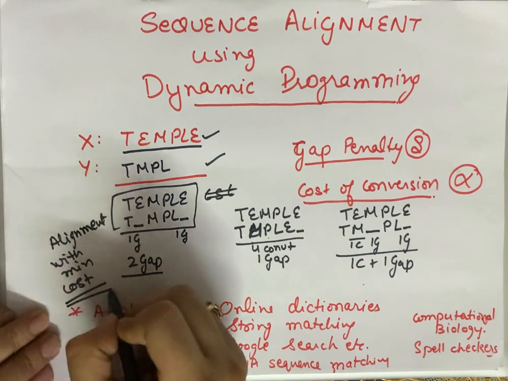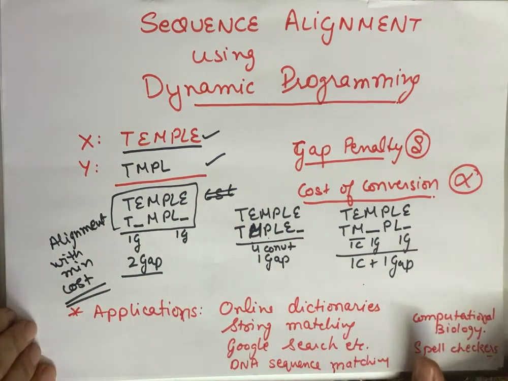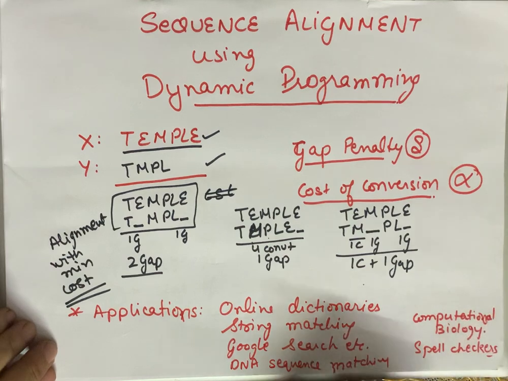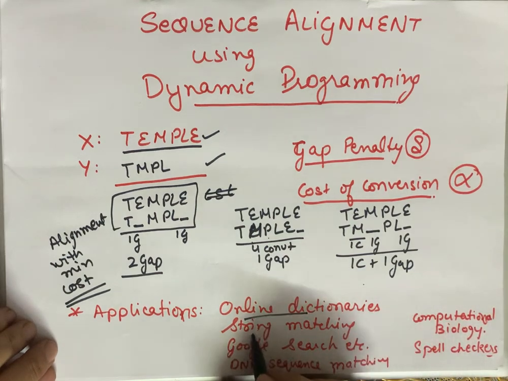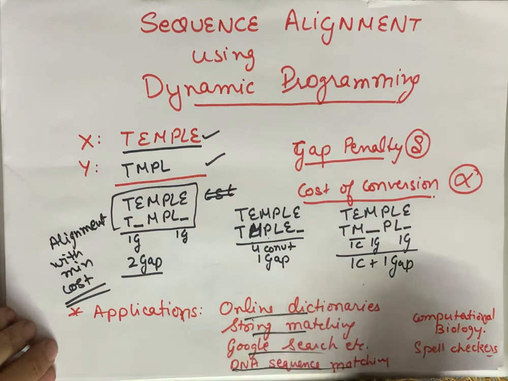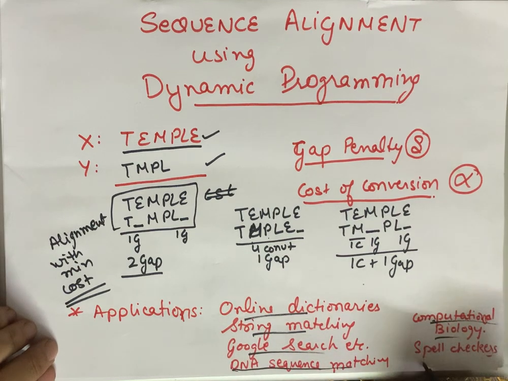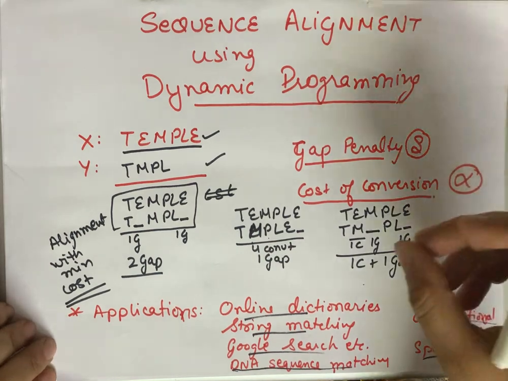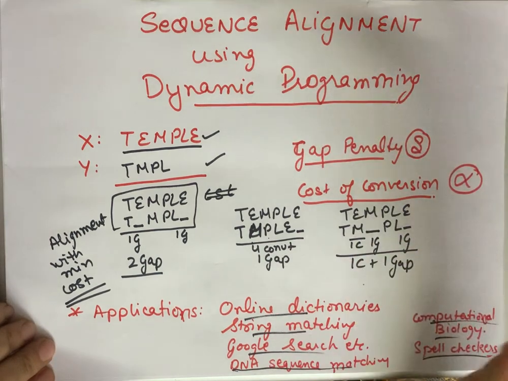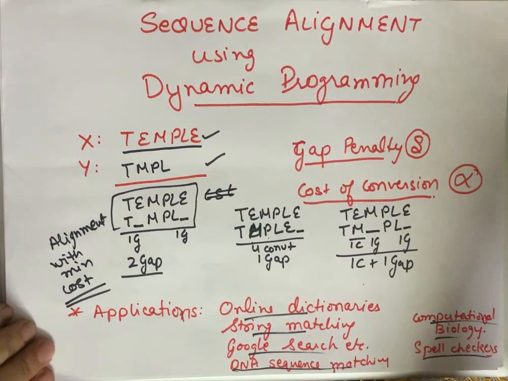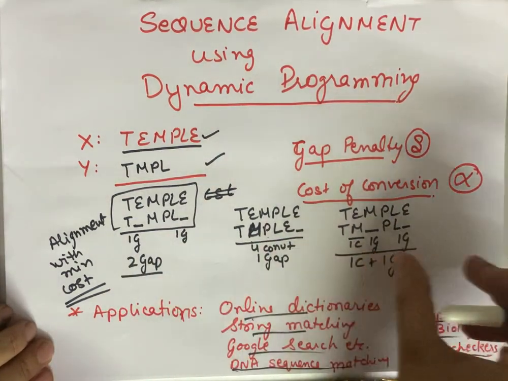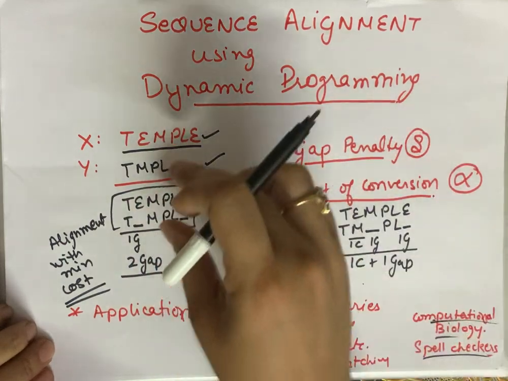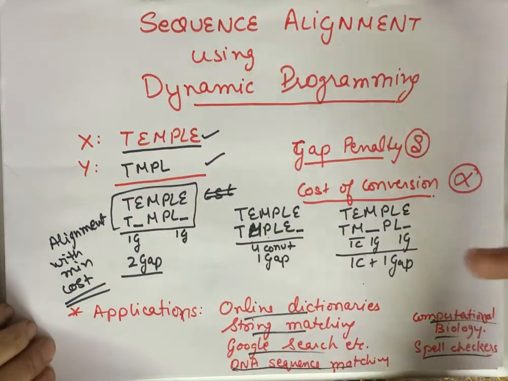Now this is a very interesting problem because it is very practically usable, as is obvious. Online dictionaries, string matching, Google search, DNA sequence matching, computational biology, spell checkers, all of them are using sequence alignment to find the nearest sequence for whatever is searched for, or to match two DNAs. As you can see, the number of possible alignments for any two given strings goes exponential.